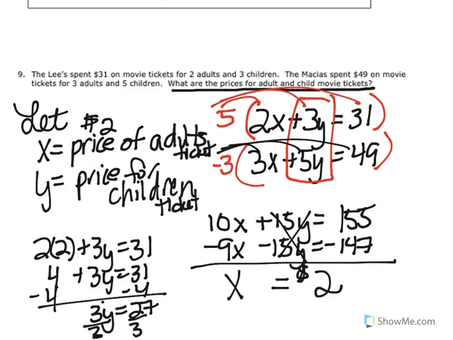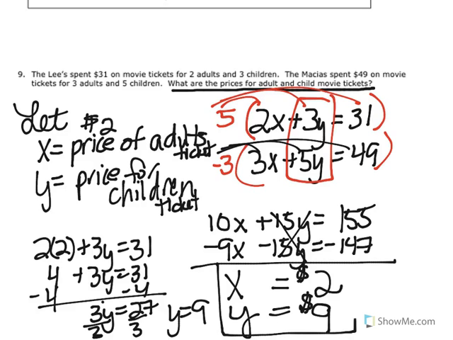and y equals 9. So I guess this movie theater doesn't like children very much because they make the cost of kids' tickets a lot higher than the cost of adult tickets. This is the theater where adults want to go for a date night because they don't want to spend that kind of money on their kids. There you go. $2 for adults, $9 for children.